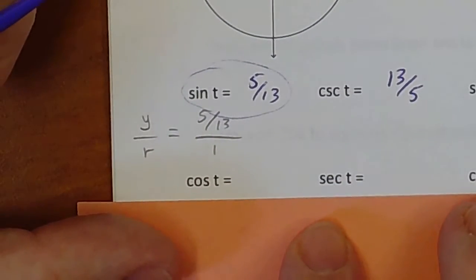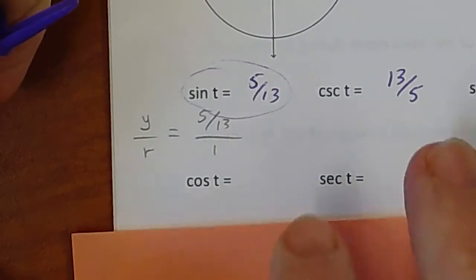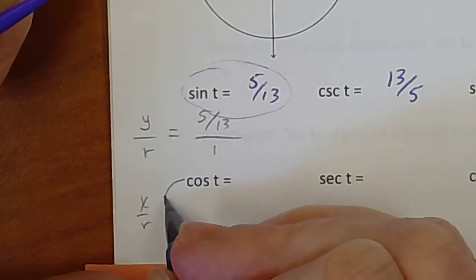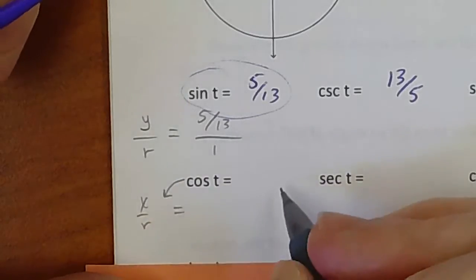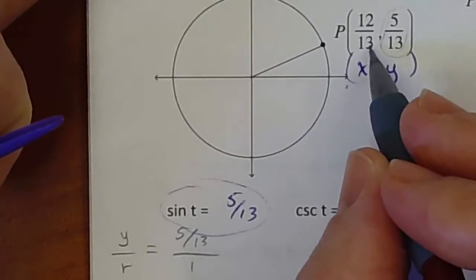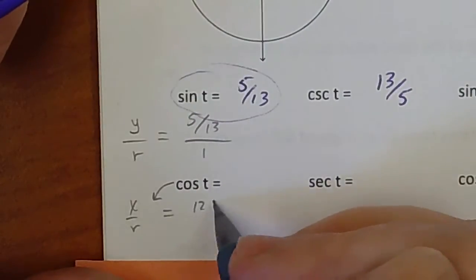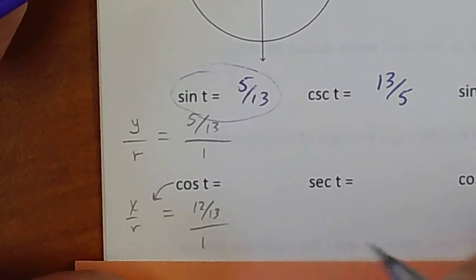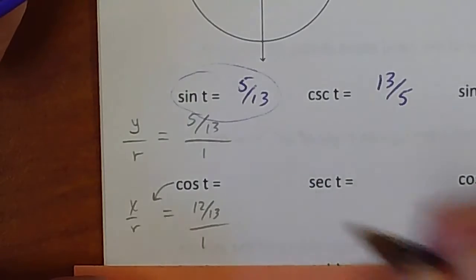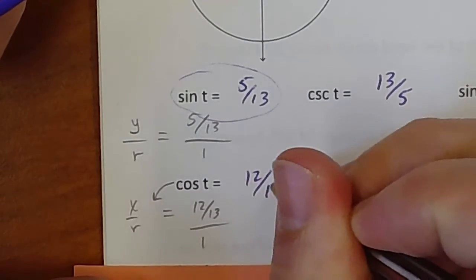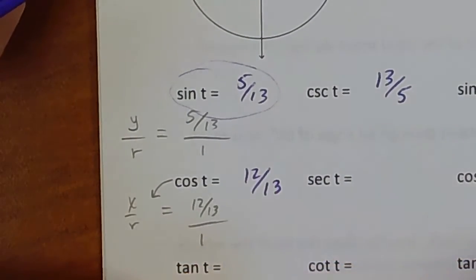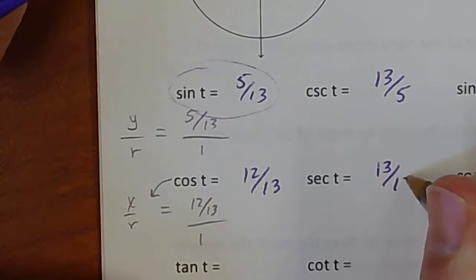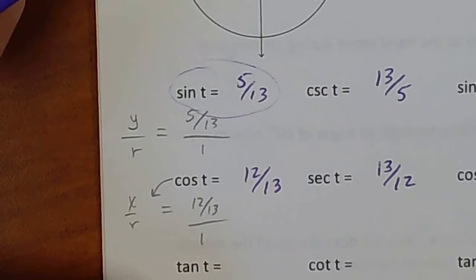Okay, cosine, by definition, is x over r. So what's that going to look like? Well, the x value is 12/13 divided by the radius of 1. So it ends up just being the x value, which is 12/13. Secant's the reciprocal, so we just flip that over and you get 13/12.